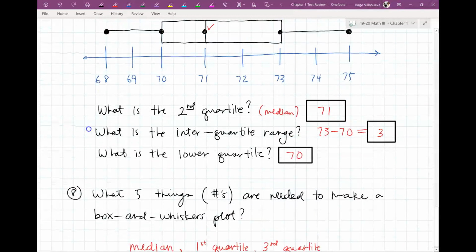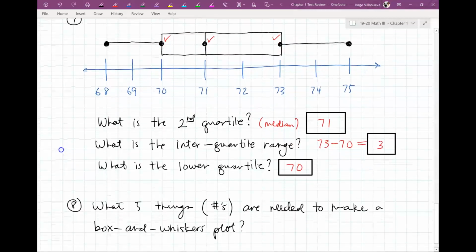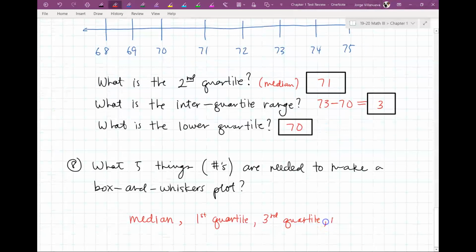All right, let me go back up to the picture. I'll put a little check mark next to those. What else? Max. The max, and what else? And the min. Now, maximum, minimum.